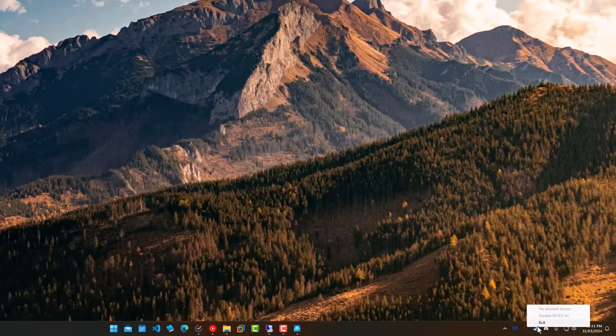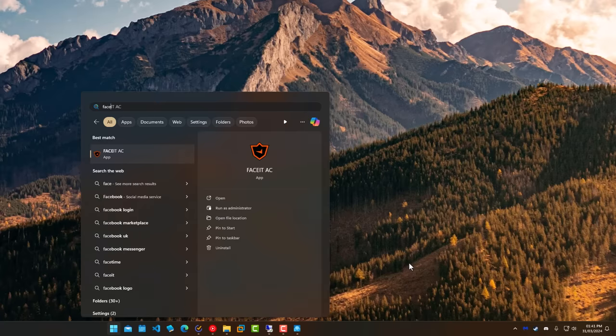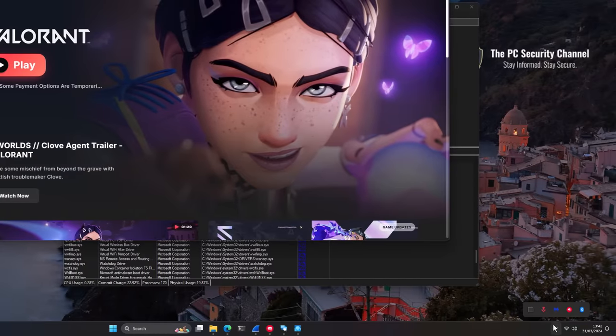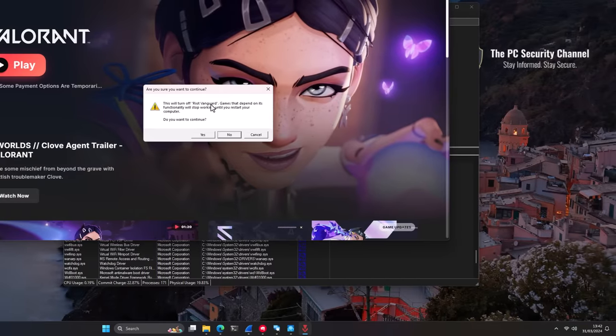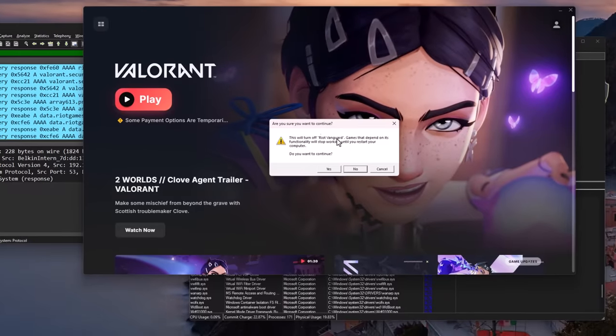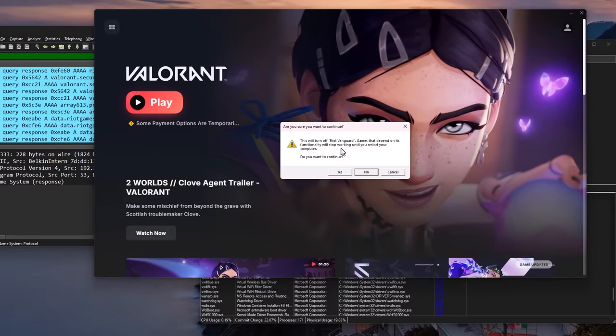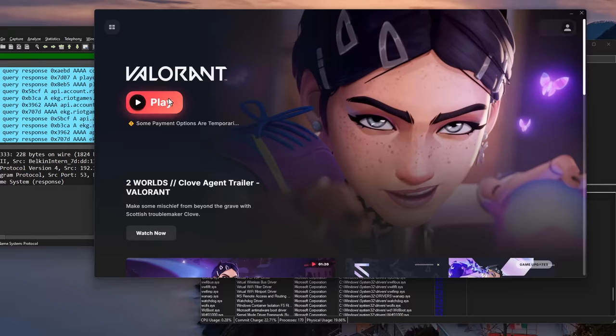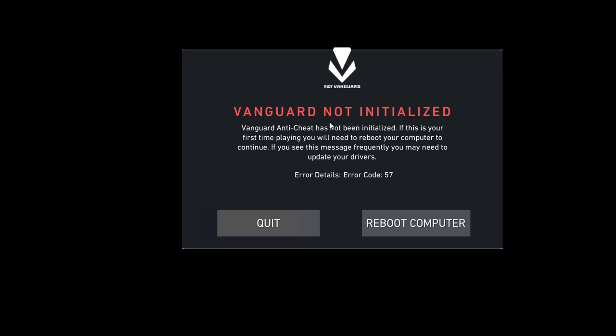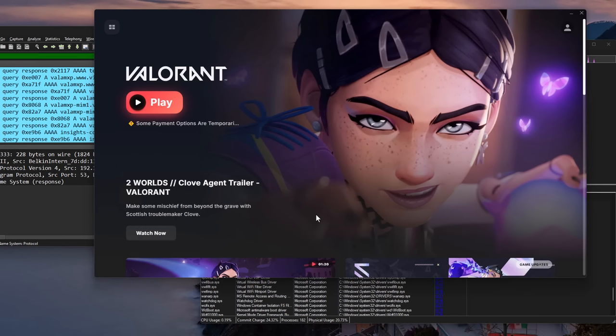Faceit's anti-cheat can be turned off at any time, and if I wanted to, I could simply relaunch it, opening the app. But with Valorant, if I want to go ahead and exit out of Vanguard, it gives me a warning saying that the game depends on its functionality and will stop working until I restart my computer. And that is actually correct. So if I go ahead and exit it, I can no longer play the game. And if we try, there's an error message saying that I need to reboot the computer. And this is a huge difference because effectively, someone who wants to play Valorant needs to have Vanguard running on their system all the time, whether they're playing the game or not.